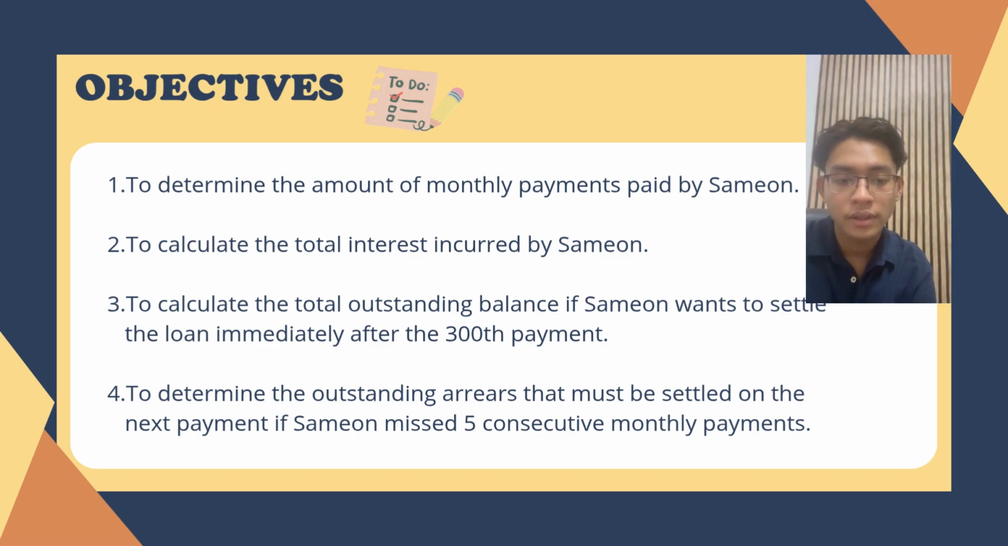Objective. The first one is to determine the amount of monthly payment paid by Samion. The second one is to calculate the total interest incurred by Samion. The third one is to calculate the total outstanding balance if someone wants to settle the loan immediately after the 300 payment. And the last one, which is the fourth, is to determine the outstanding arrears that must be settled on the next payment if someone misses 5 consecutive monthly payments.